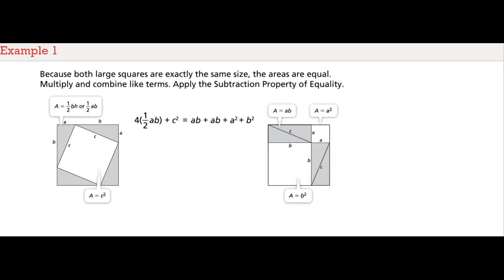Because both large squares are exactly the same size, the areas are equal. Solve the equation by multiplying 4 and 1/2 on the left and combining like terms on the right. Apply the subtraction property of equality to cancel 2AB from each side of the equation.